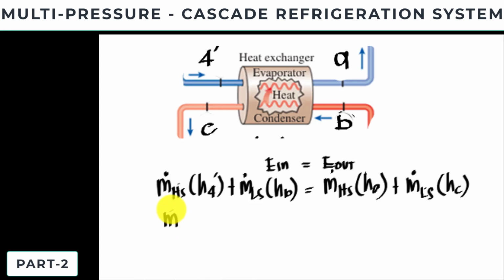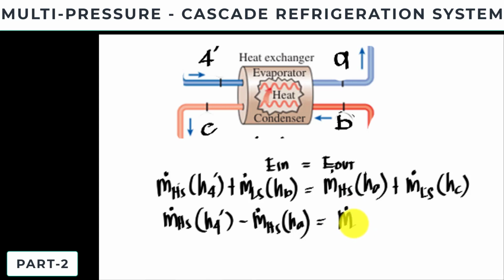So let's combine all the mass flow rates here, which have a common coefficient. We have the mass flow rate at enthalpy 4 prime, so this will be minus the mass flow rate of the high stage times enthalpy A. Okay, on the other side, that will be the mass flow rate of the low stage times enthalpy C, then minus the mass flow rate of the low stage times enthalpy B.